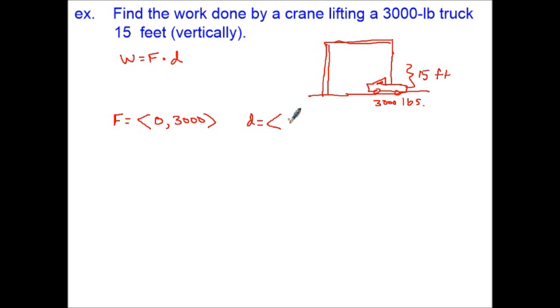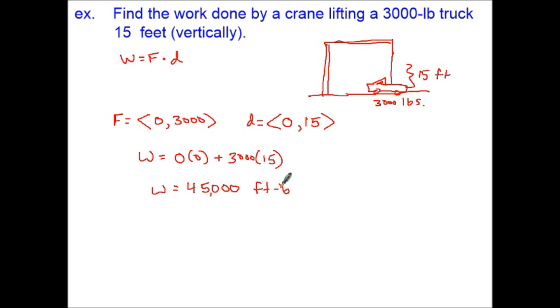The distance I'm going vertically, so again I'm not doing any sort of horizontal movement, so I have a 0 there, and then I'm going 15 feet up, so there's your positive 15. So work is the dot product of these two. So it's 0 times 0, get a calculator for that one, plus 3,000 times 15. And after a little bit of number crunching right there, we get 45,000. And 45,000 what? Well, 45,000 foot-pounds.